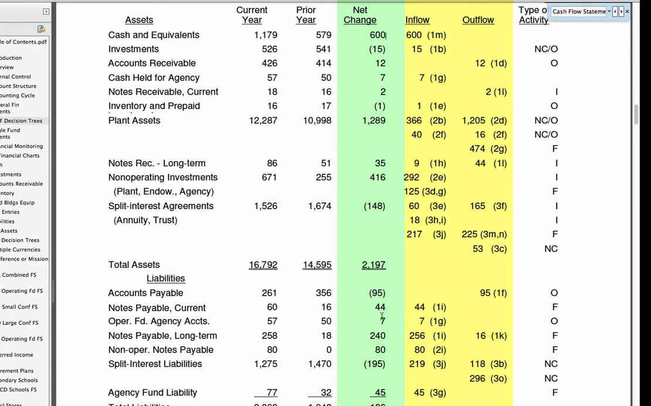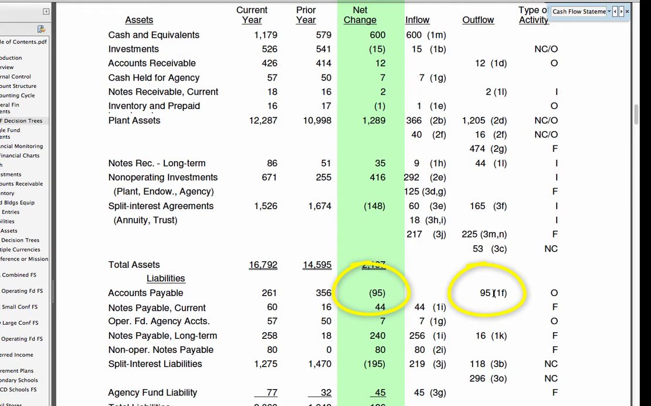So let's just take a very simple one. Accounts payable here went from 356 down to 261, so it went down 95. Okay, and we have a legend here where we've kept a map of where things are going on the cash flow statement. And so this is 1F. It's just a coding used by the preparers of the accounting manual. It's just an indexing. Okay, and it's cash flow from operations.